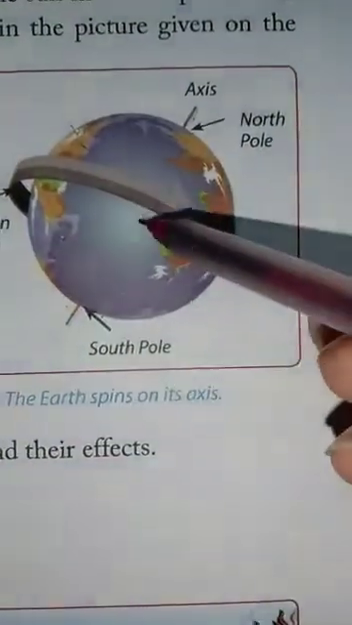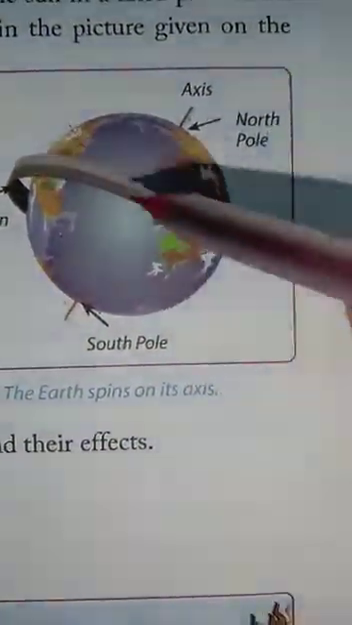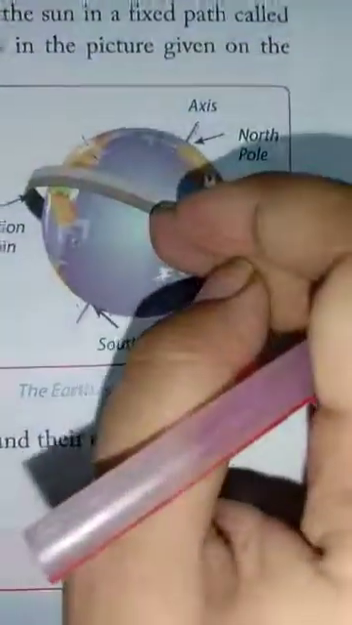And this arrow shows that the earth is spinning in this direction. I hope you have understood. Now, my dear children, this was the first part. In the second part, I will explain to you about the rotation of the earth and the revolution. Thank you.